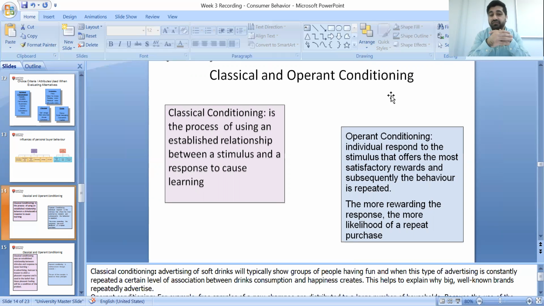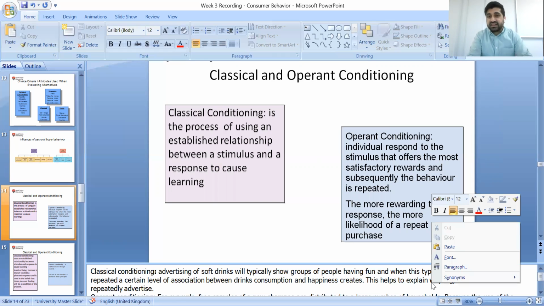Let me give you an example of conditioning. Advertising of a soft drink will typically show groups of people having fun. When this type of advertising is constantly and repeatedly shown, it creates a level of association between the drink consumption and happiness. This helps to explain why big well-known brands are repeatedly advertised. So whenever we watch this advertising, we think that this soft drink creates happiness.